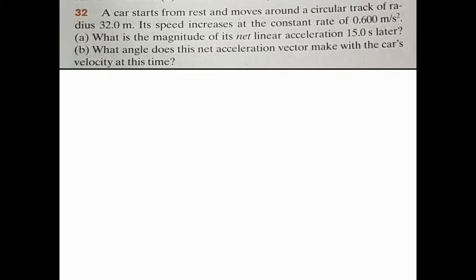The car starts from rest and moves around a circular track. That means the car is moving in the circular track. For example, you consider the car is here. And the radius of the circular track is given. What is the radius? They clearly mention 32 meter. And its speed increases at a constant rate of 0.6 meter per second. That means its acceleration is given, so 0.6 meter per second square. This acceleration is a tangential acceleration because it is moving in this way.